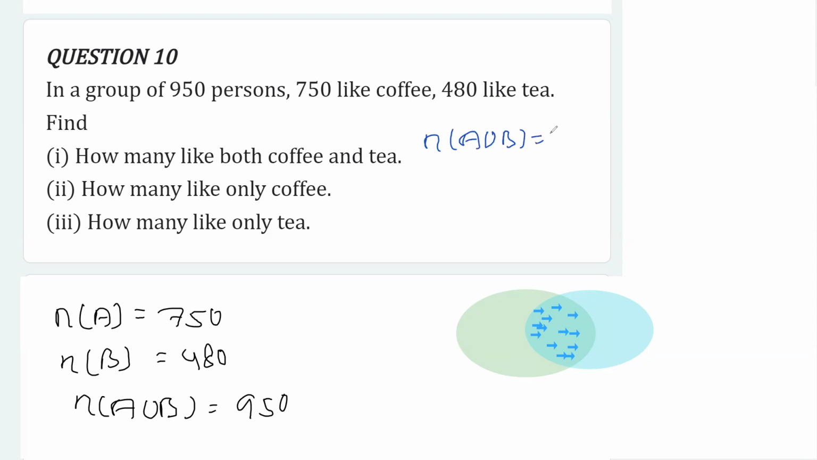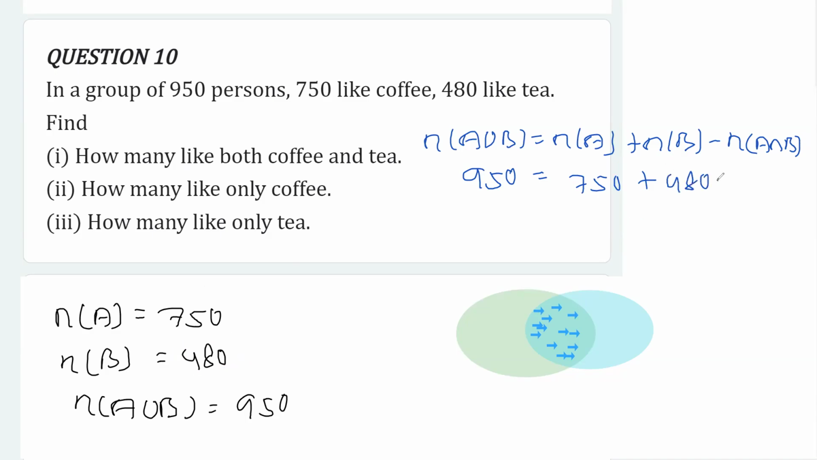Now, we have a direct formula here for finding the relation: n of A union B is n of A plus n of B, that is the number of people in B, minus the common, that is n of A intersection B. So I can replace n of A union B with 950, n of A with 750, plus n of B with 480. And this is what we have to find out, that is n of A intersection B.